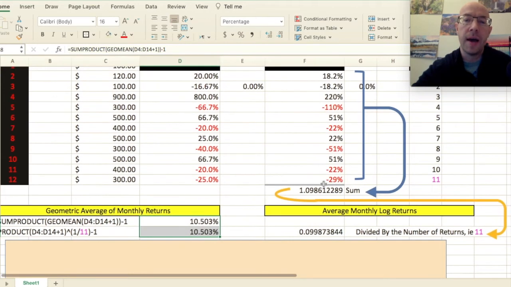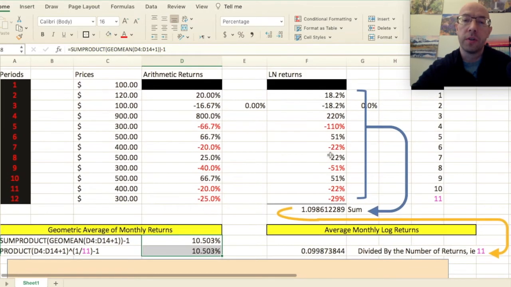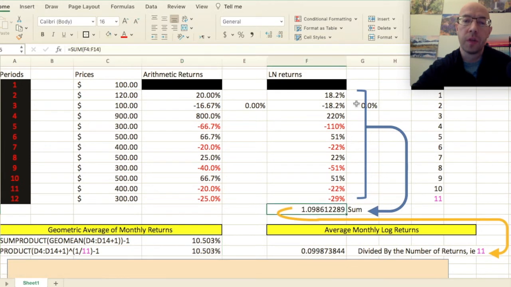Now, the cool thing, like we said, is we can add up the log returns that we have here. So take all these, the blue, sum them in this box, and then come over here and divide by the number of returns. Well, I have 11 returns. I have this one, this one, this one, this one, this one. I have 11. That's why I put it in pink. So the 11s are important.